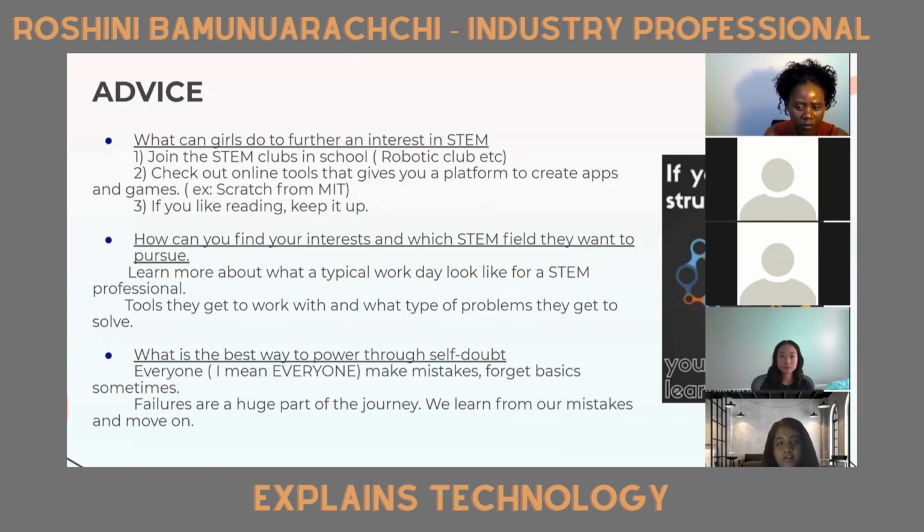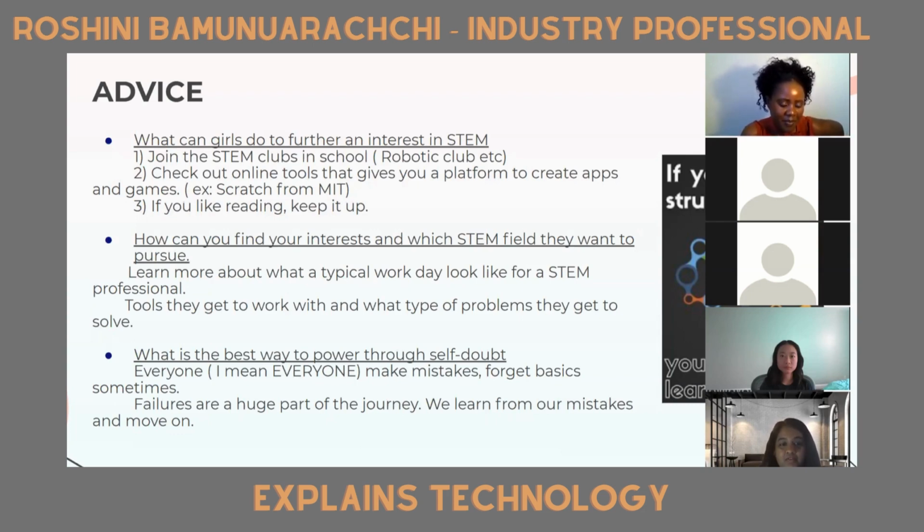There are also a lot of online apps that you can use. There's one called Scratch. It does a lot of background work for you, and you can design apps, create apps, little games. It's a really good introduction to coding if you're interested. And one of the most important things is reading. If you like reading, if you currently do reading as a habit, please keep it up. You're going to do a lot of reading in your career. There's so much reading, so it's a great habit to have.